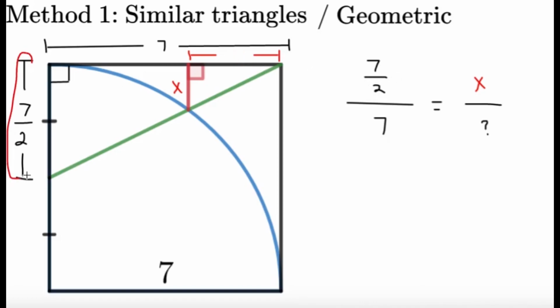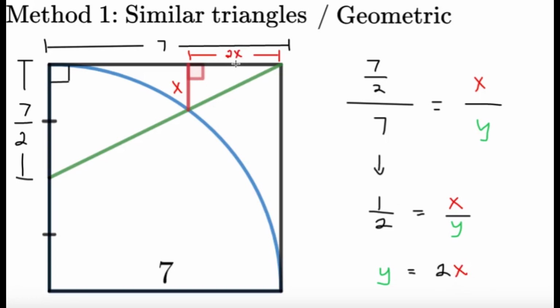So 7 halves is to 7 in the larger triangle. So 7 halves divided by 7 is going to be equal to x over this missing segment. It's just a matter of solving for this missing segment. I'm just going to name this y for now. So 7 over 2 over 7 is simply 1/2. So 1/2 equals x over y. If I solve for y, I will get simply 2x. And that is the first part into solving this one.